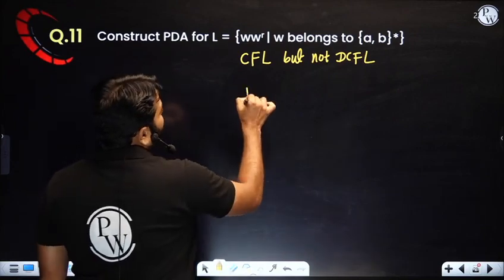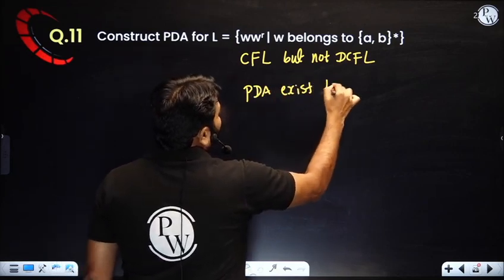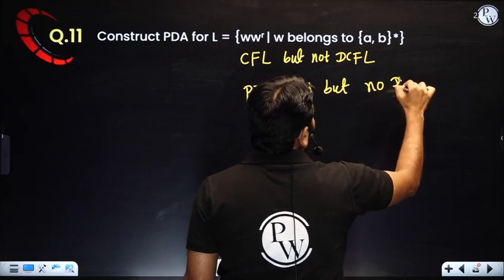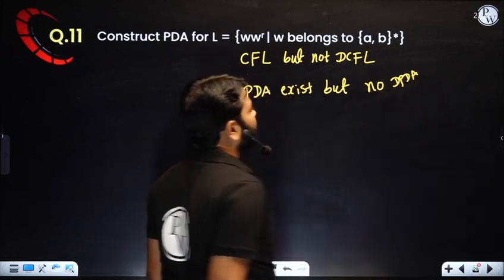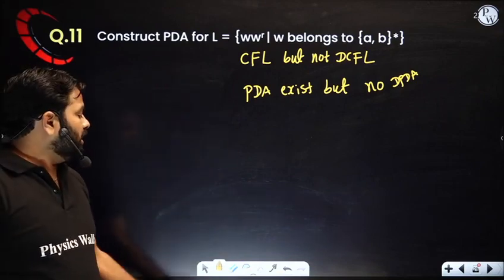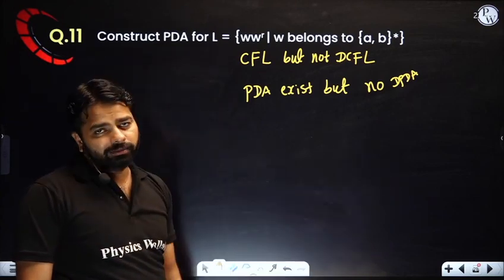So a PDA exists here, but we don't have a DPDA. There is no DPDA for this language. It means designing might be so easy, but understanding is difficult because of non-determinism.